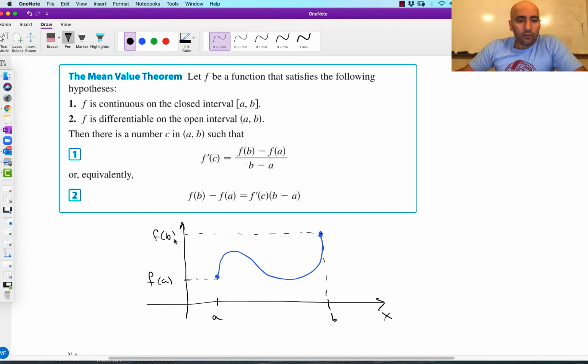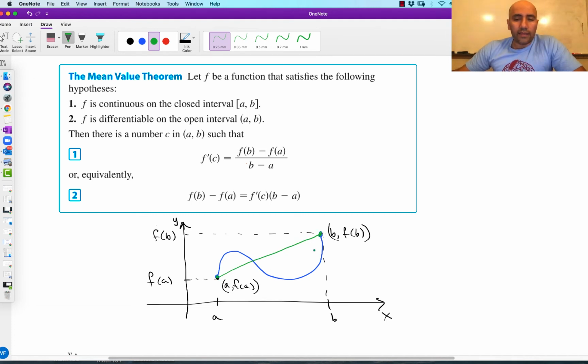f of b. Right? This is the y-axis going that way. So this point right here is the point a, comma, f of a. And this point over here is the point b, comma, f of b. So if we think about the line that connects these, let's think about a little line segment that connects these two. Put it in green.